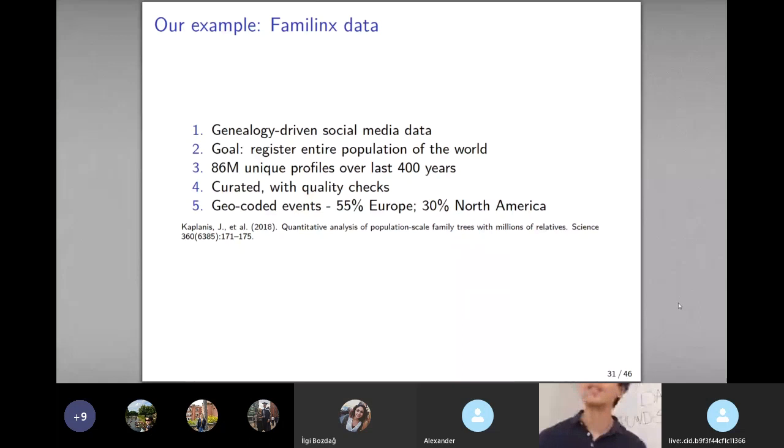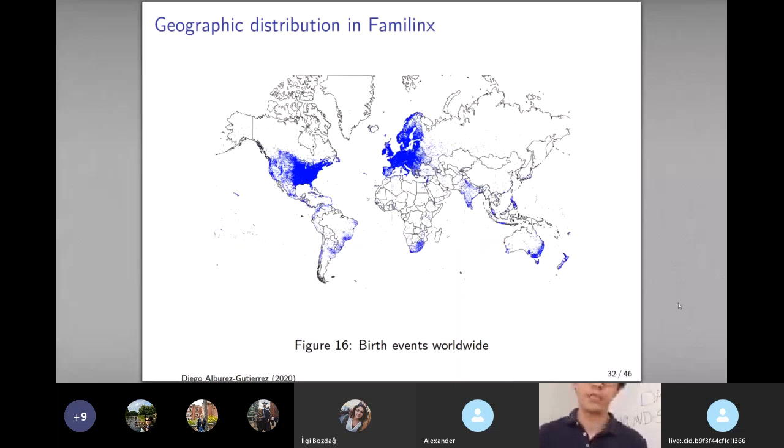So this is like a history of the West. Also Latin America, there's not much. So you can see here where people were reported as having been born. It's mainly the US and Europe, right? So there are some people in Latin America, South Africa, India, probably reported by someone in Europe. So it's important to understand this bias.